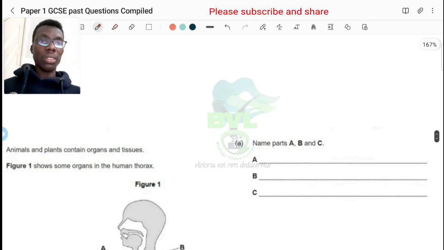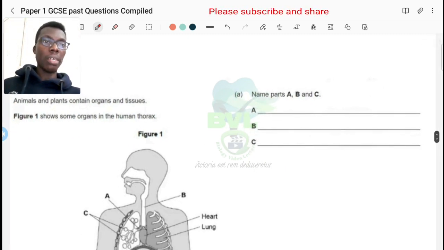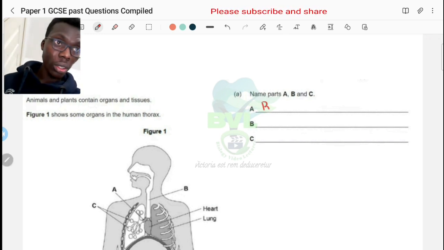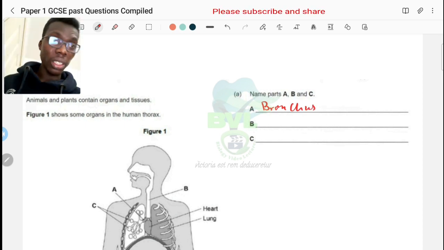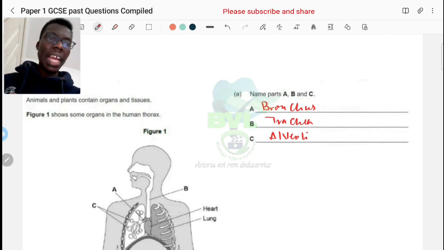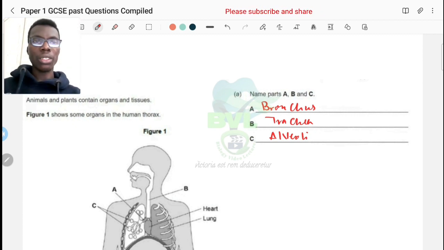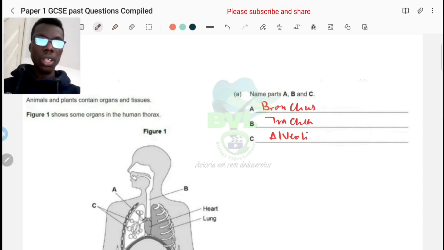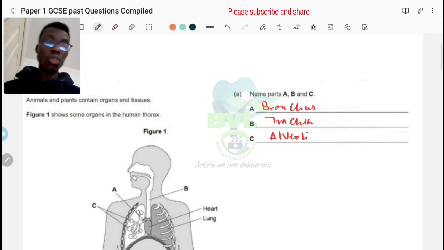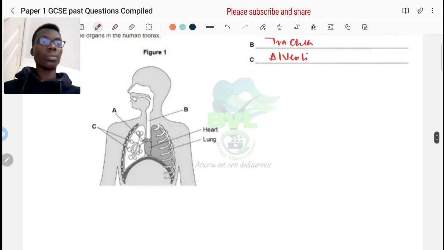Okay, animals and plants contain organs and tissues. Name the parts A, B, C. A is bronchus, which is singular. B is the trachea, and C are alveoli. Alveoli, I didn't say alveolus because it is pointing at 2. Please pay attention to that. This is pointing at 1, that's why I said bronchus. If it was pointing to this and the other one, which is hidden behind our lungs, it would have been bronchi. All right.